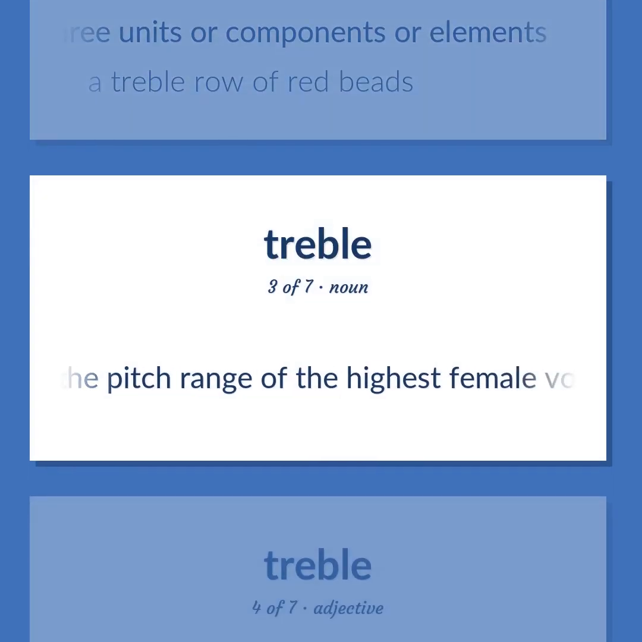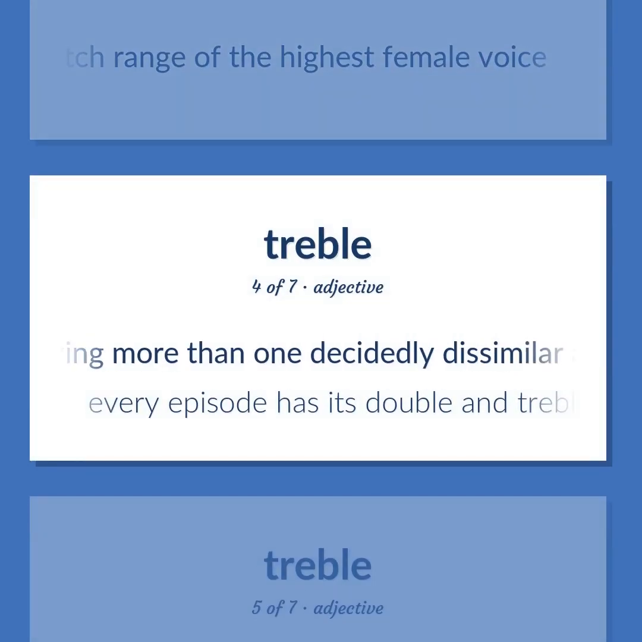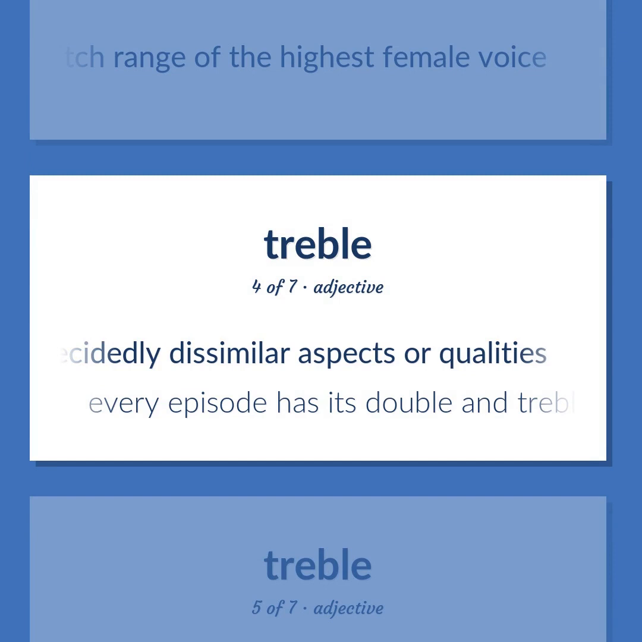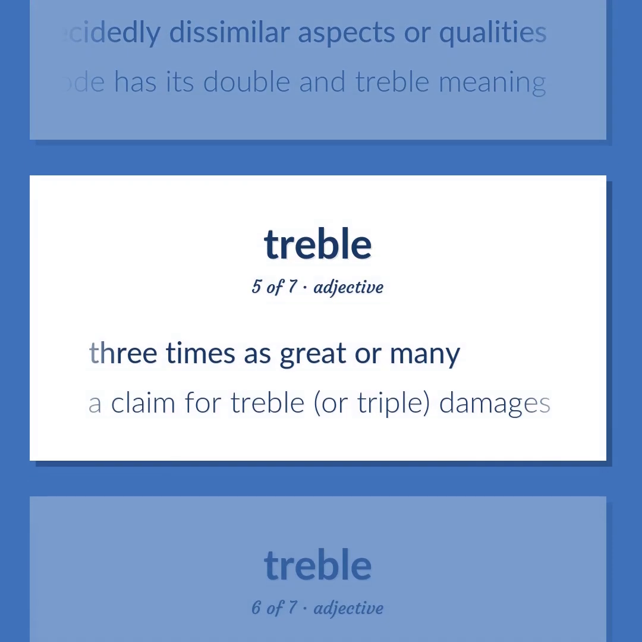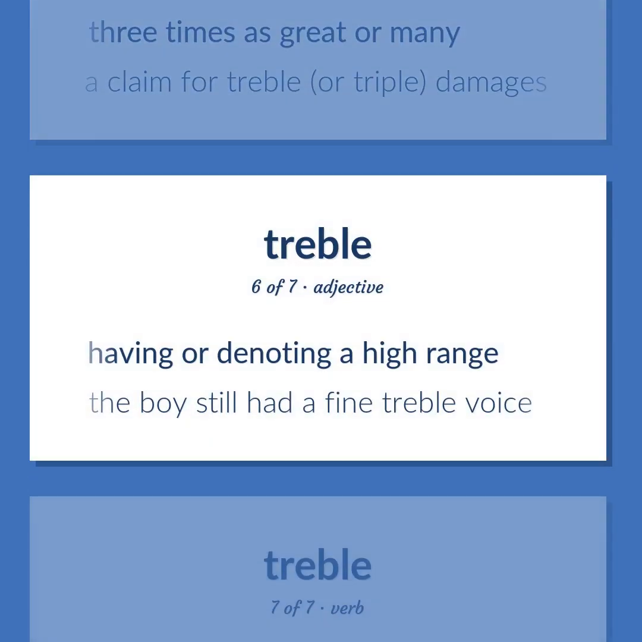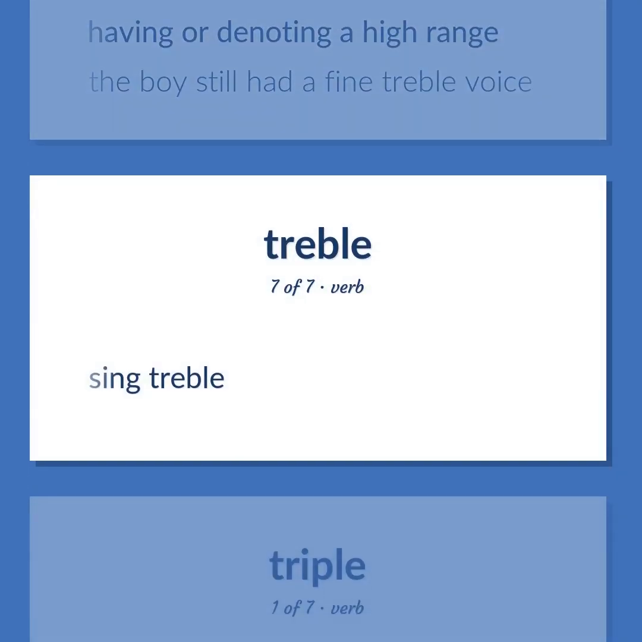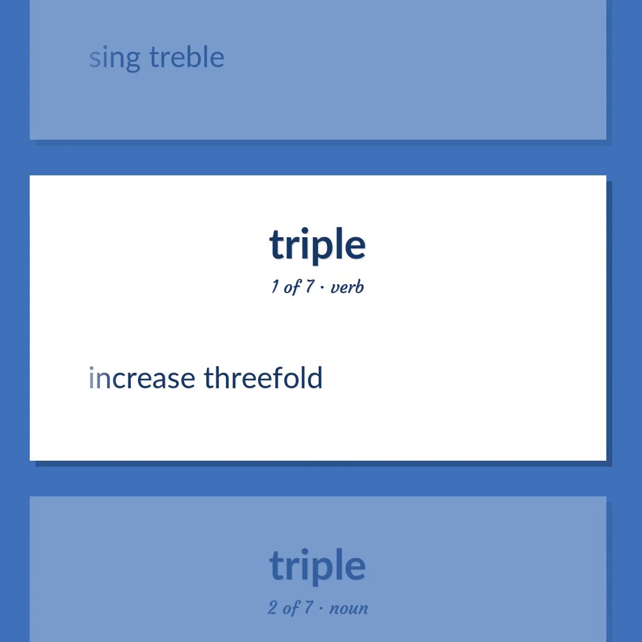The pitch range of the highest female voice. Having more than one decidedly dissimilar aspects or qualities. Every episode has its double and treble meaning. 3 times as great or many. A claim for treble, or triple, damages. Having or denoting a high range. The boy still had a fine treble voice. Sing treble. Increase threefold.